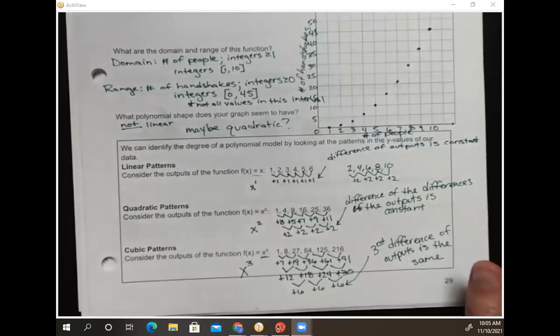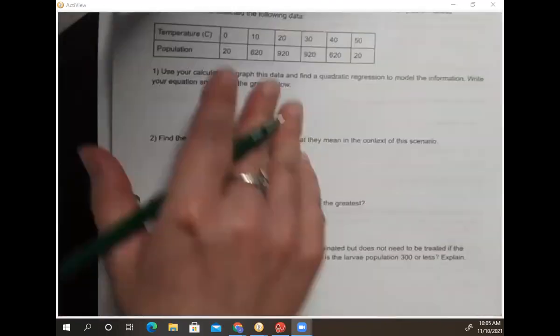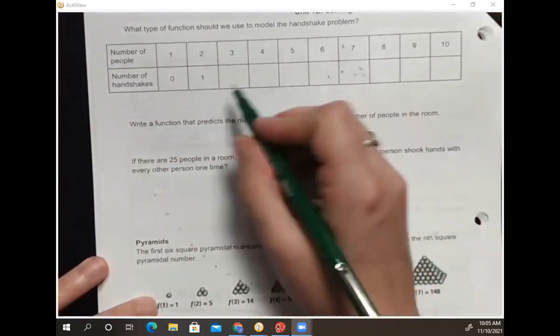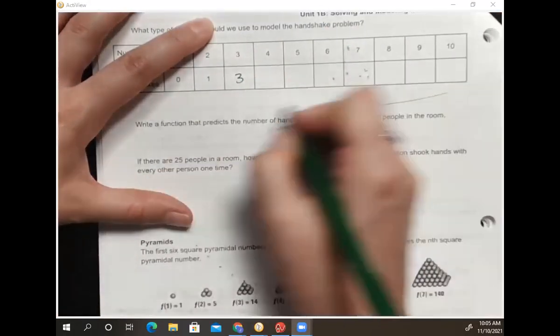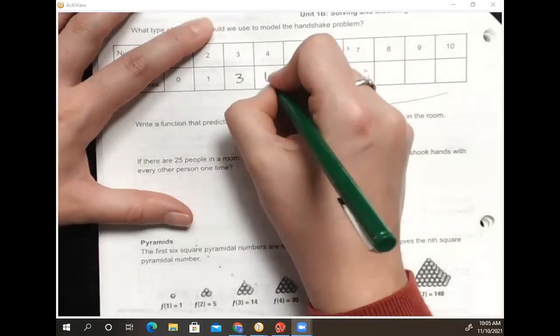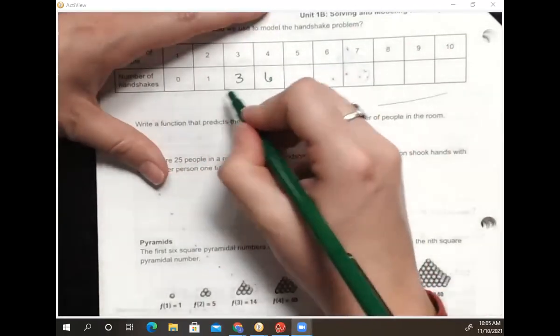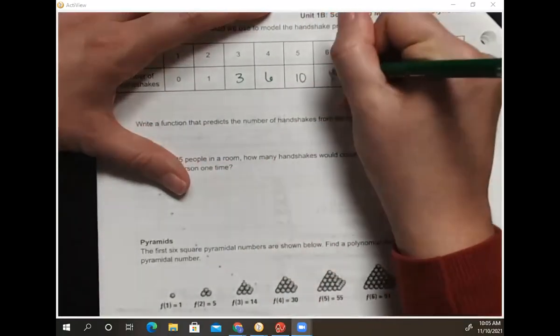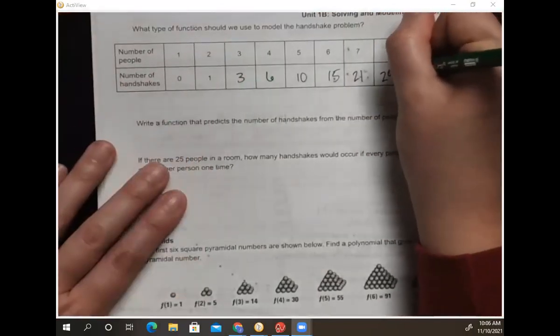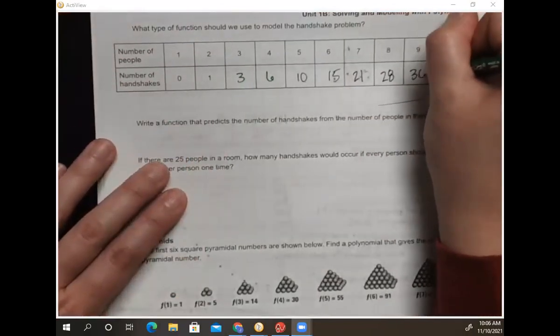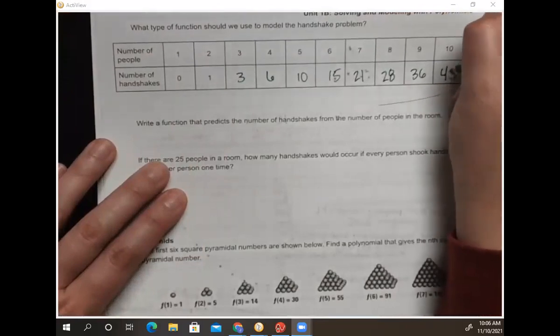So if we turn the page to page 30, the first thing we have up at the top is our handshake table. So I'm just going to recopy the data that we had where we've got some more room to be able to look at this again. So it was 0, 1, 3, 6, 10, 15, 21, 28, 36, and 45.